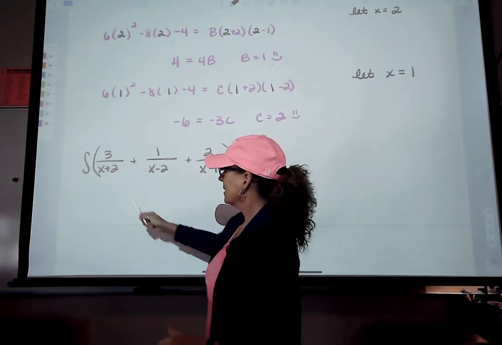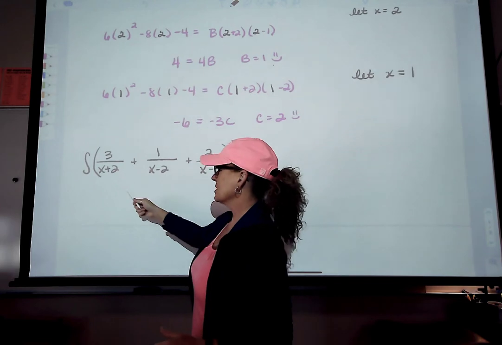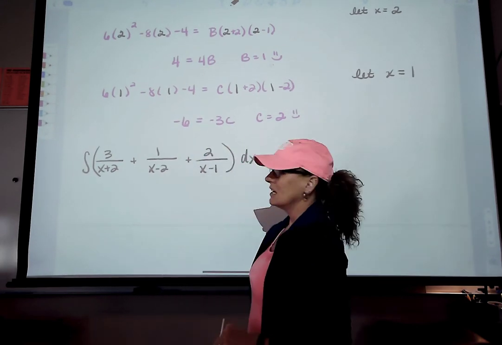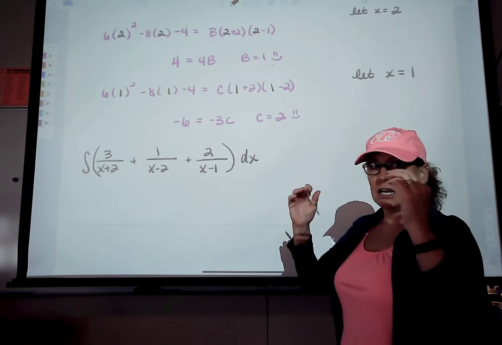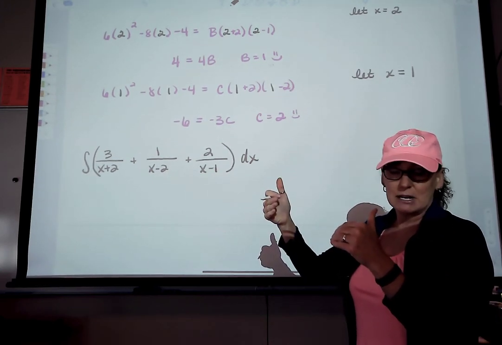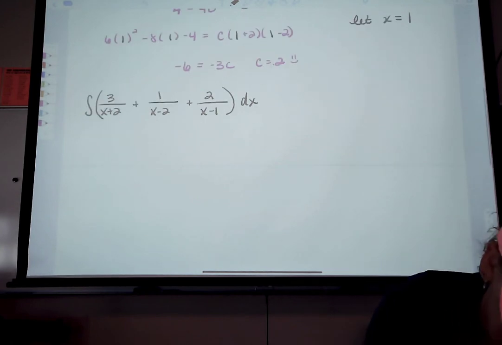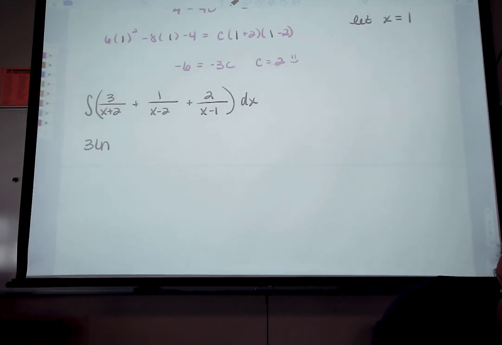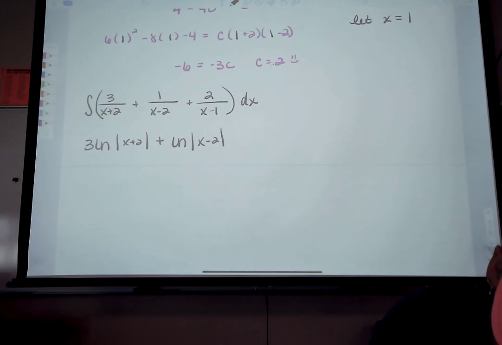I think you like the fact that none of these have a coefficient, so those are going to be pretty easy antiderivatives. And I think by now most of you can just, in your head, pull the 3 off and do your antiderivative, which is going to be natural log. So I've got 3 ln absolute value x plus 2, plus 1 ln absolute value x minus 2, plus 2 ln absolute value x minus 1.